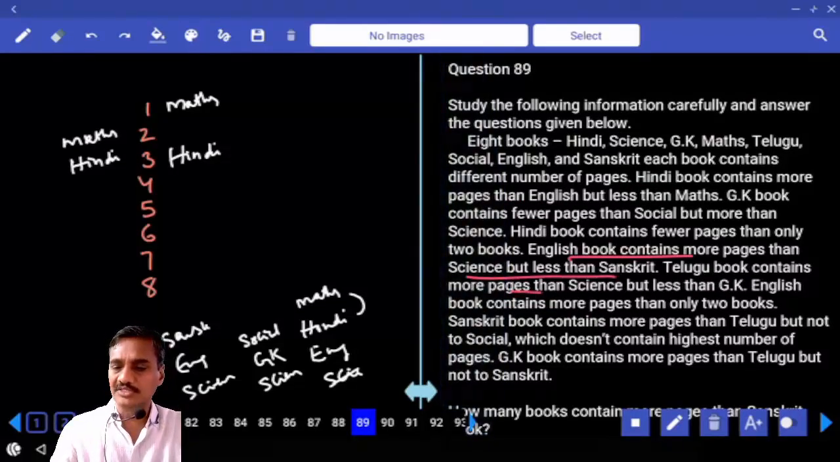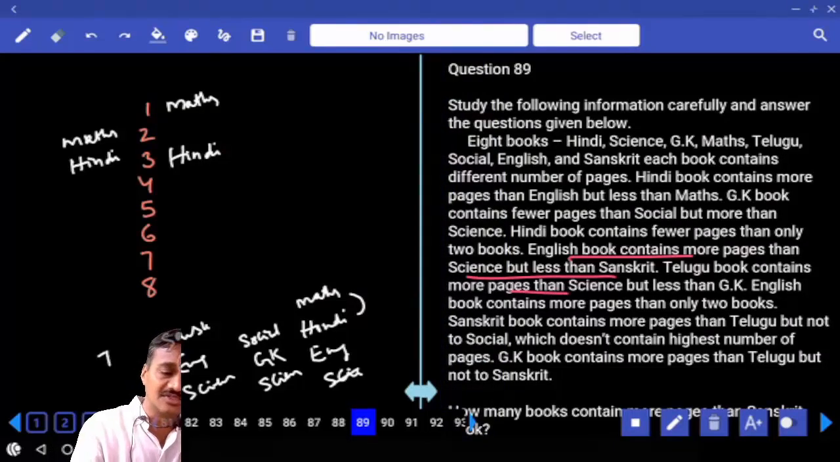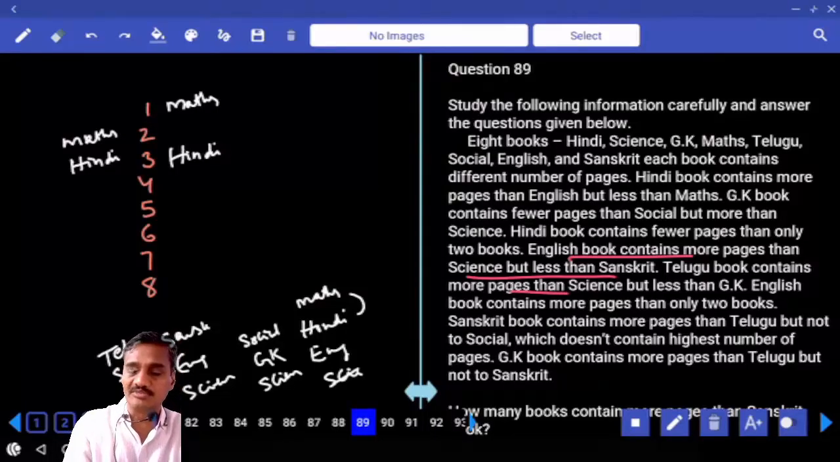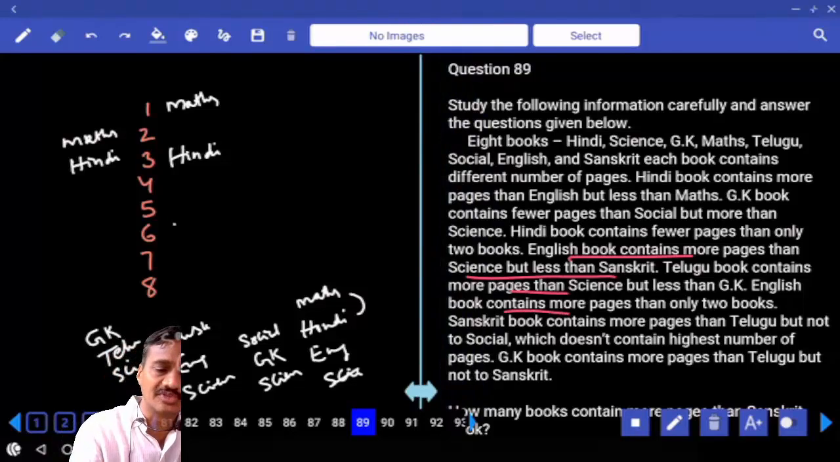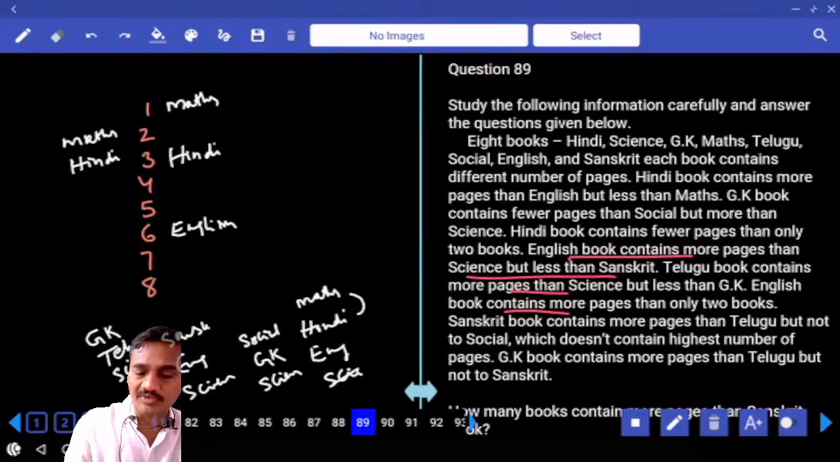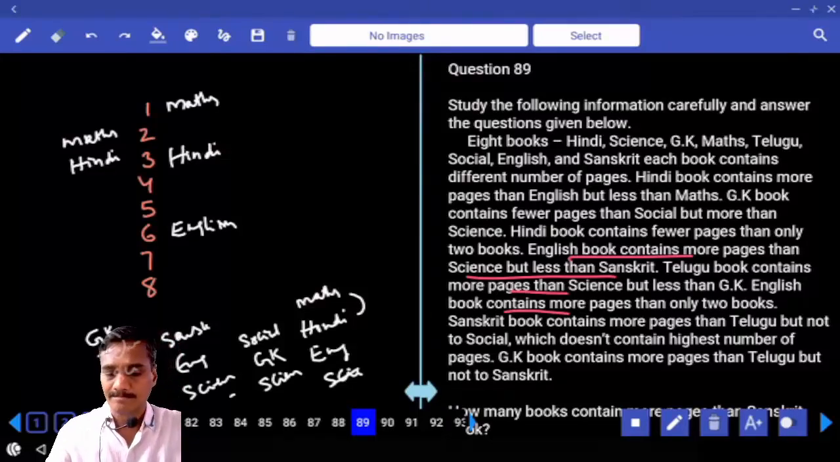And the Telugu book contains more pages than science. Now this Telugu is more than science but lesser than GK. And next, the English book contains more pages than only 2 books, hence English must be here. Now if English is here, below this English we must have science. Science is in these 2 places.